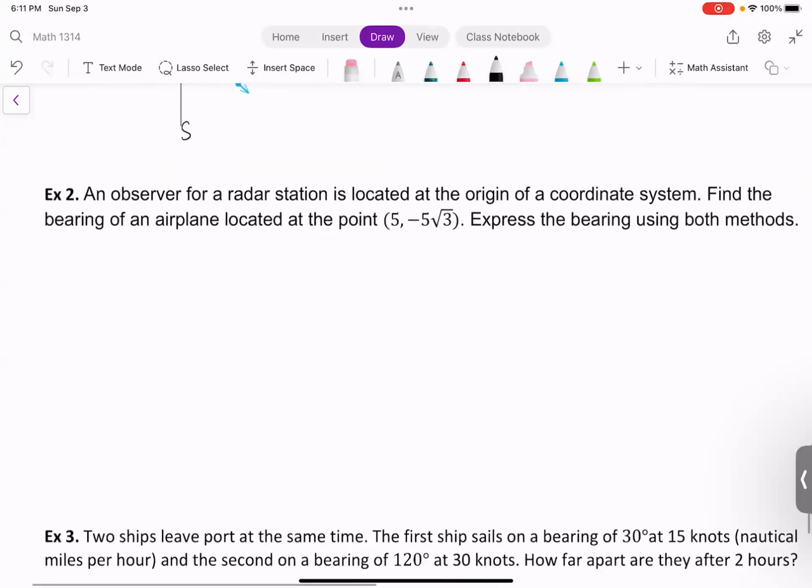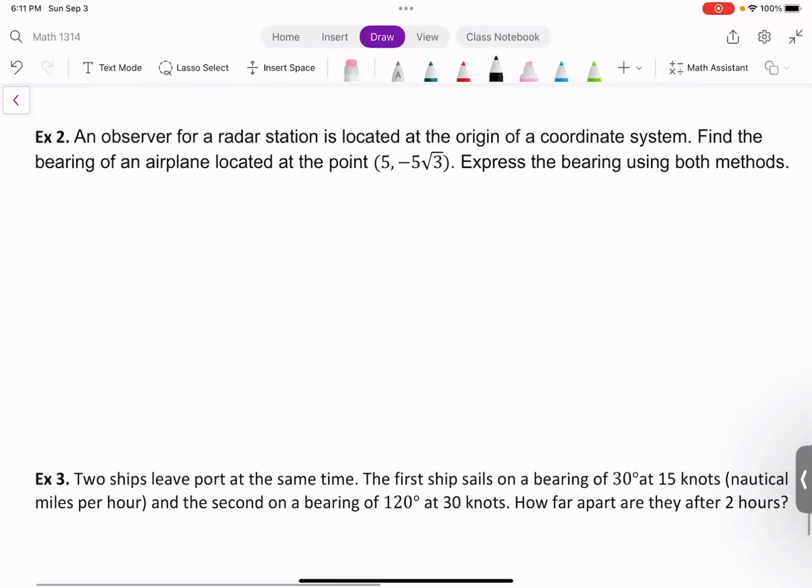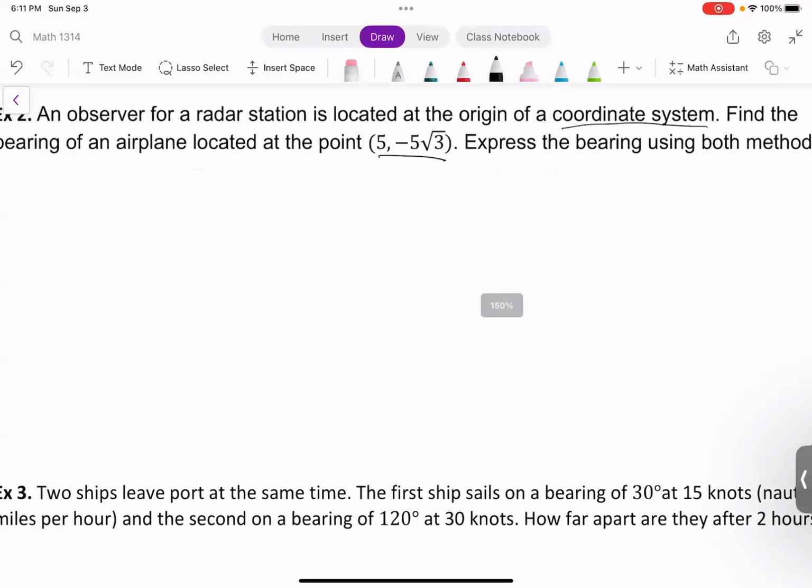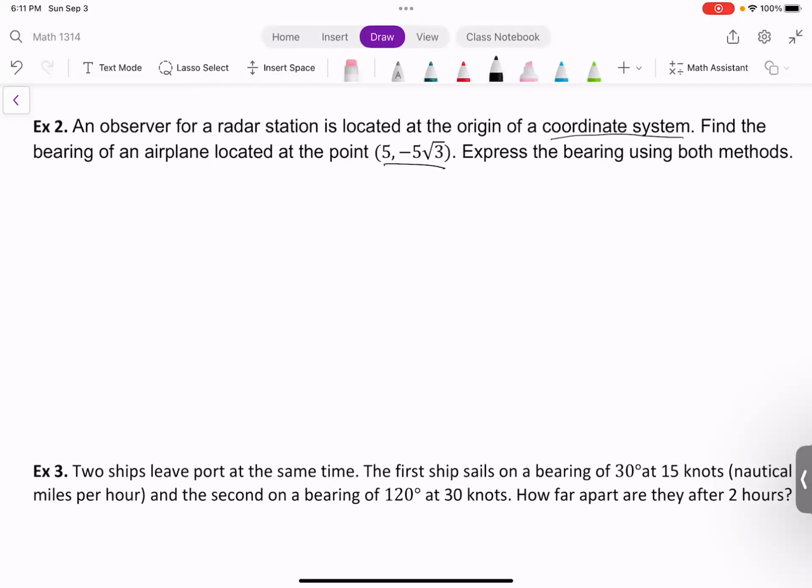Okay, next example. An observer for a radar station is located at the origin of a coordinate system. Oh, coordinate system is talking about the XY plane. Find the bearing of an airplane located at the point (5, -5 square root 3). Express the bearing using both methods. So let's find the point first. Here it gave us the location. Let's draw an XY plane.